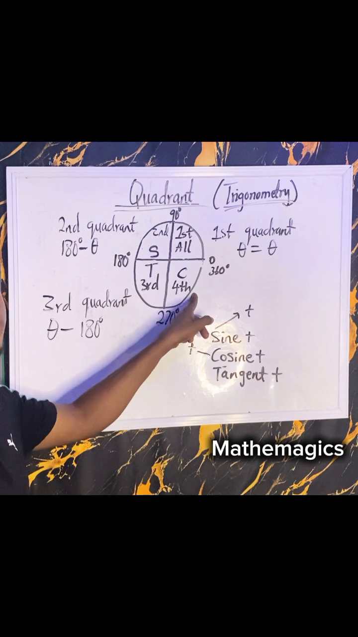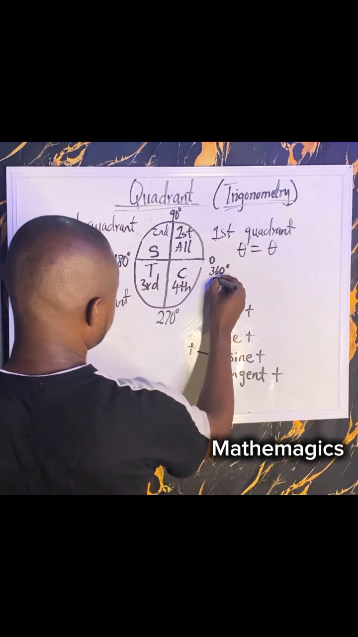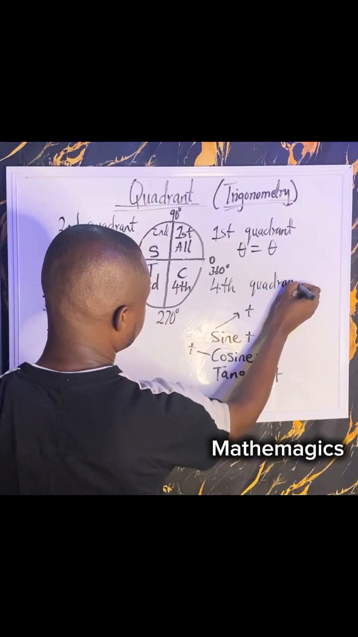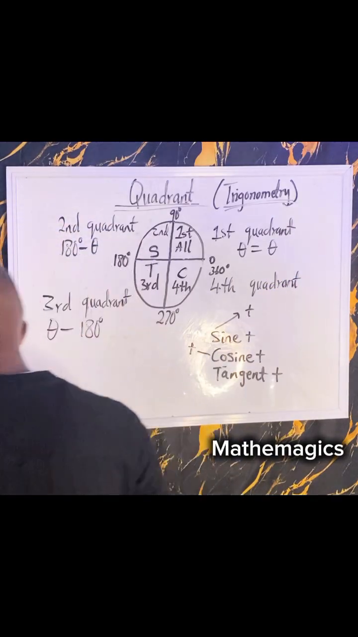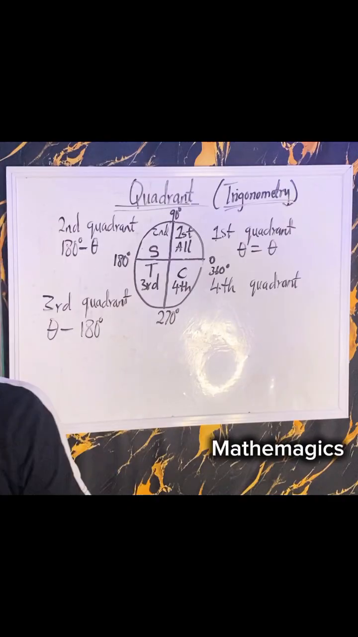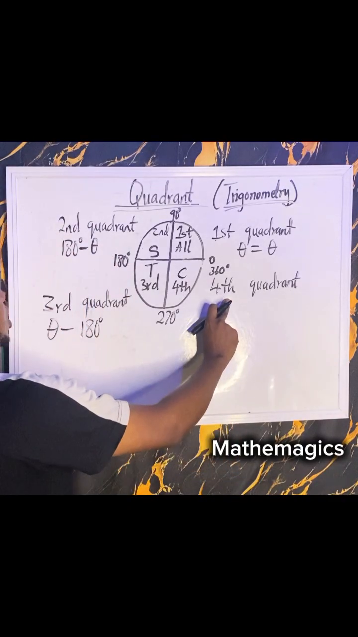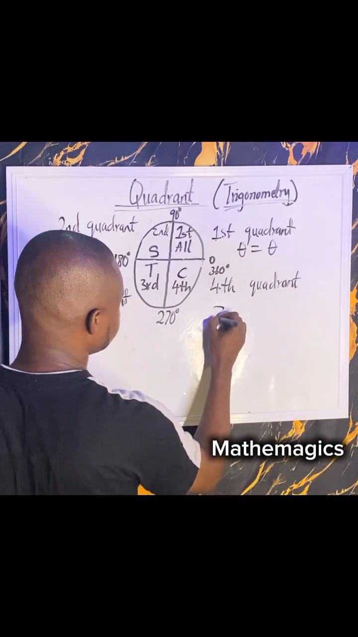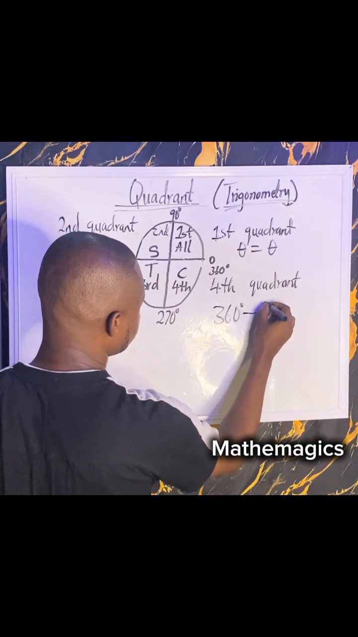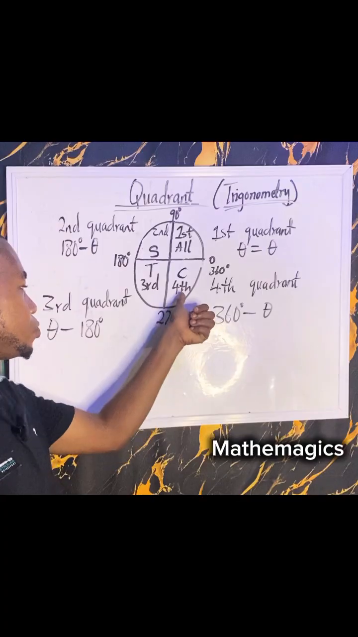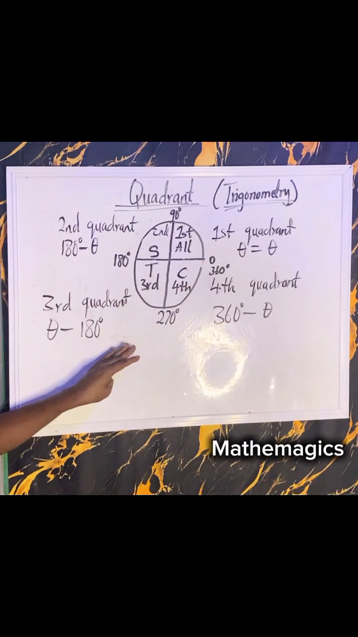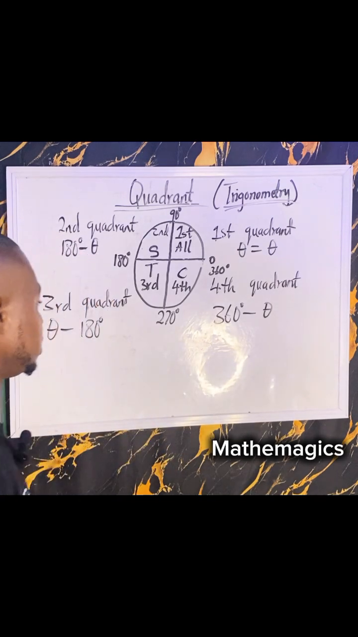Then that of the fourth quadrant, we have to subtract the angle from 360 degrees. That becomes 360 degrees minus what? Theta. There is no space to write all these values in the quadrant. So these are the things we need to take note of. So that's what we have here.